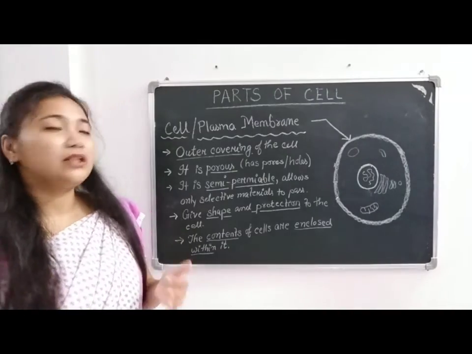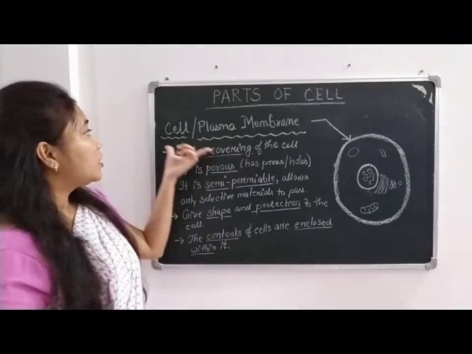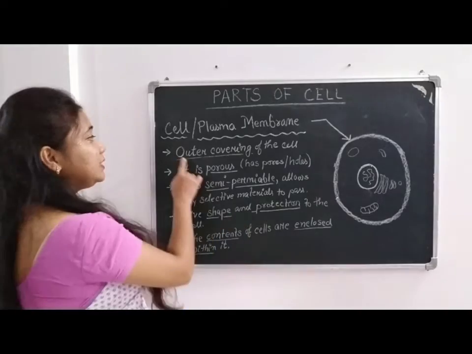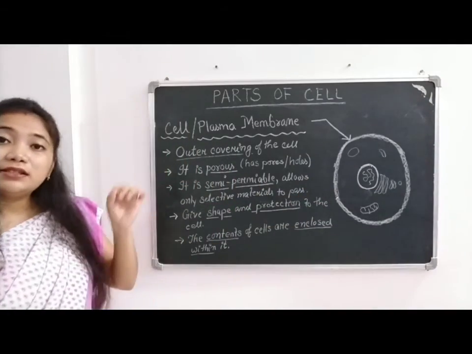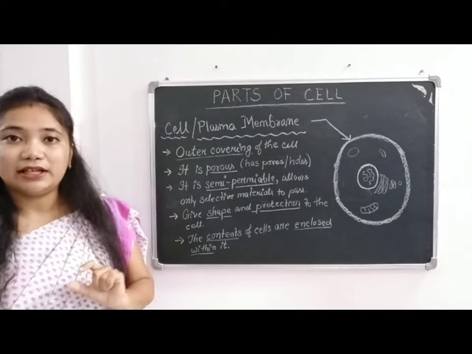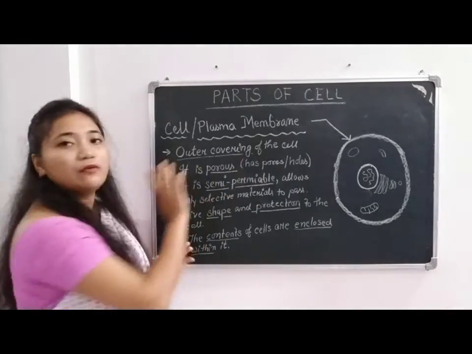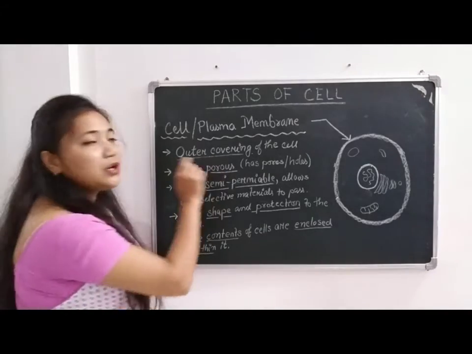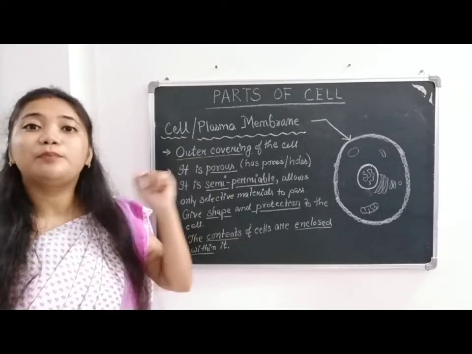After seeing what the different parts are, now we will move on to the plasma membrane. So here you see the cell or the plasma membrane. As we have seen, it is the outer covering of the cell. It is the outermost covering as well as a thin covering. Remember, it is a thin outer covering of the cell. The next thing is that it is porous. Porous means it has holes or pores.